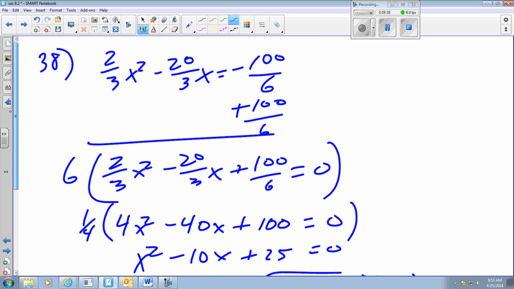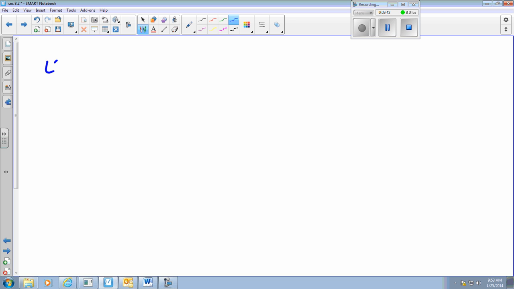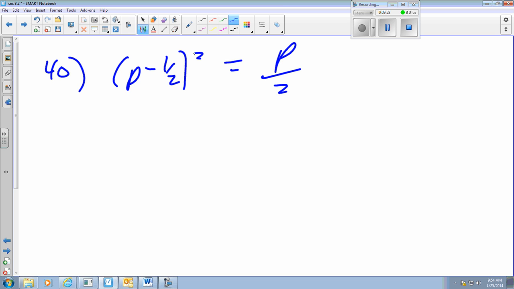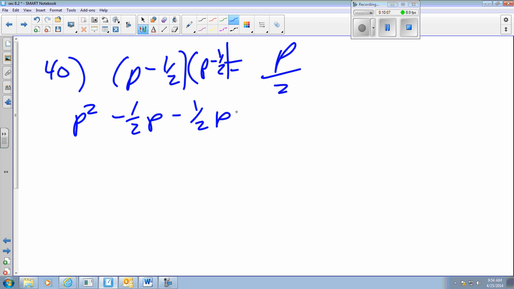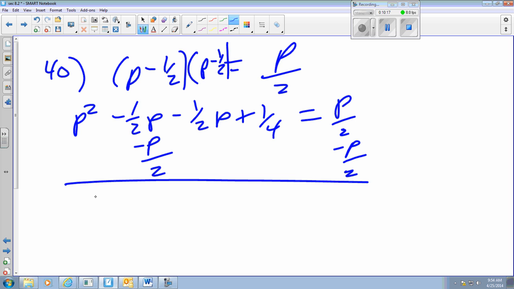And the last one we're going to look at is question number 40. In number 40, we get p minus a half quantity squared equals p over 2. Before we can multiply by anything, we have to get rid of the squared, so I'm going to FOIL this out. p minus a half times p minus a half. First times first, outside times outside, inside times inside, last times last equals p squared. I'm going to minus the p over 2, and I get p squared minus half minus half minus half gives me minus 3 halves p plus 1/4 equals 0.